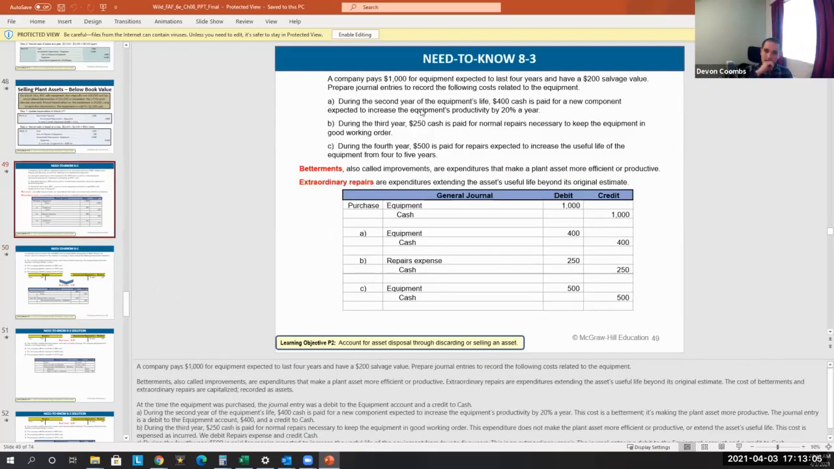Key words there, right? If it says normal or ordinary repairs, you're going to expense it. If we're increasing the useful life or productivity, we're going to capitalize it.